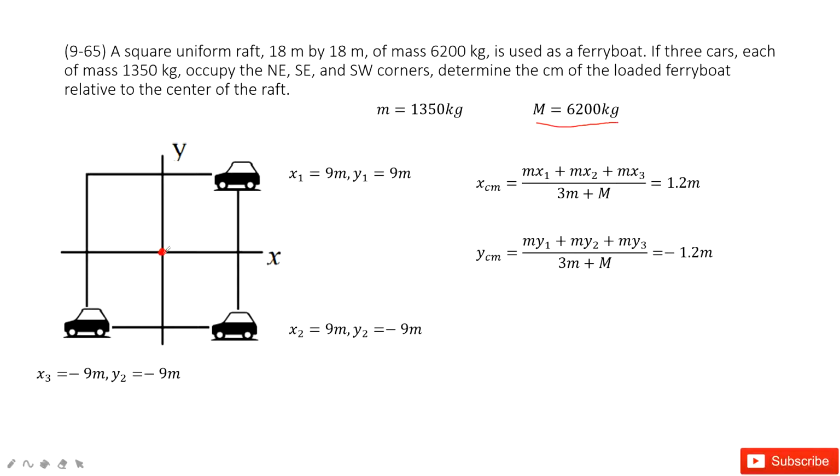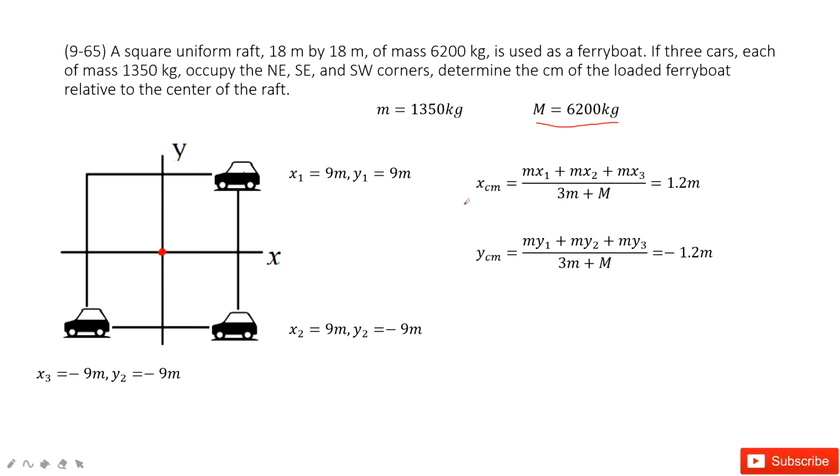Agree? Yes. Now we have the three cars at these three points, x1, x2, and x3. The locations are given. So that means the center of mass just depends on these three cars, right? These three cars will make it shift. So we'll make it shift to the center of this orange.